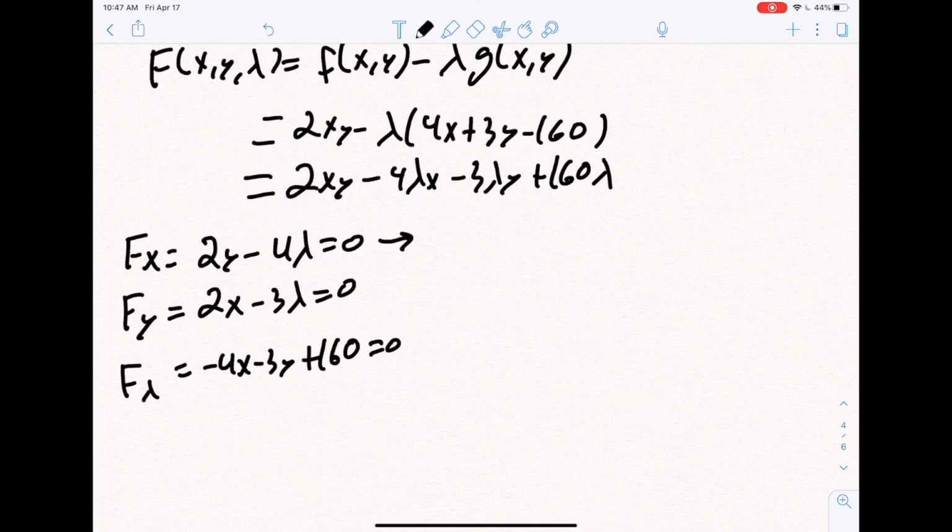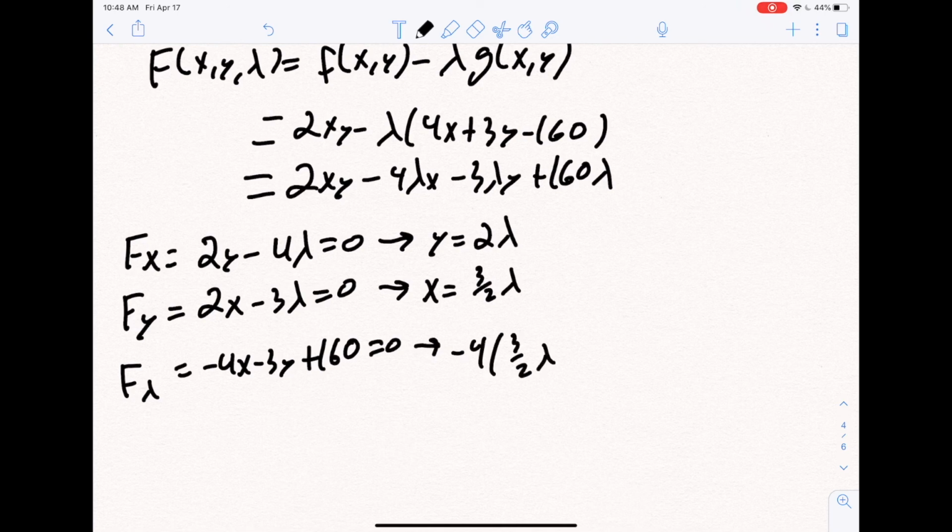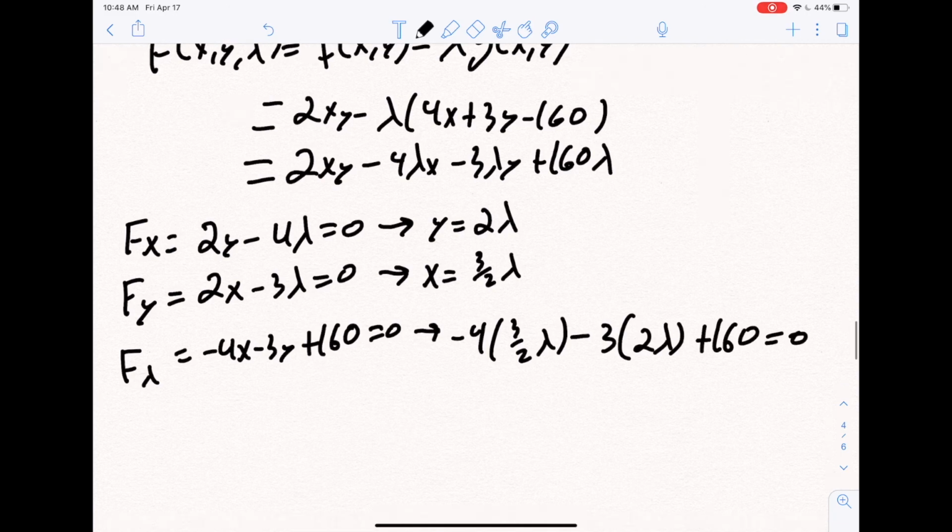So here, in this equation, if we add 4 lambda to both sides and divide by 2, we get y equals 2 lambda. And similarly, adding 3 lambda to both sides and dividing by 2, we get x equals 3/2 lambda. And then here in this bottom equation, if we plug in lambda for everything, what we end up with is minus 4 times 3 over 2 lambda, minus 3 times 2 lambda, plus 160 equals 0. And now let's solve for that.